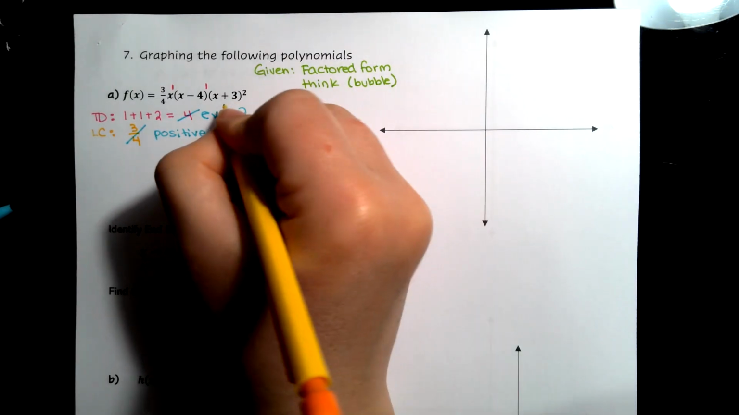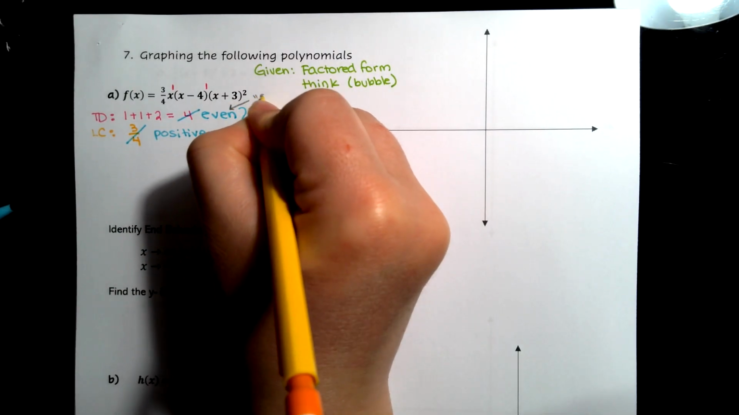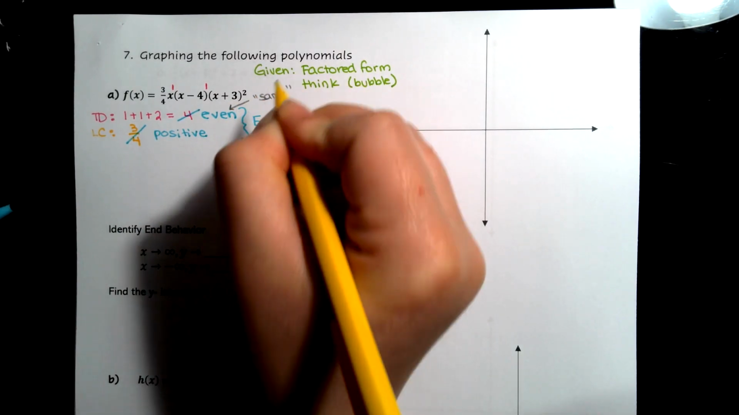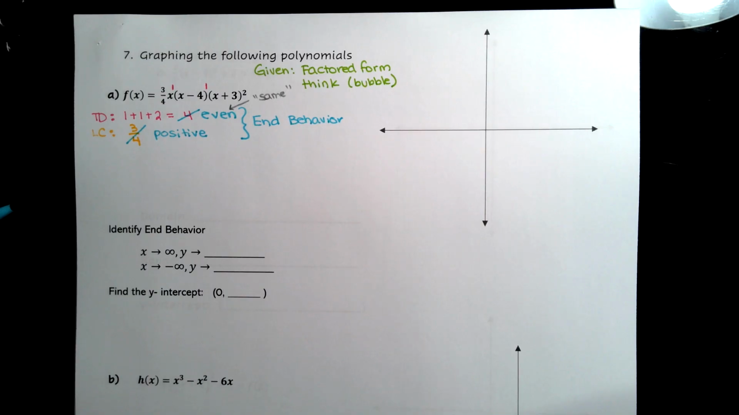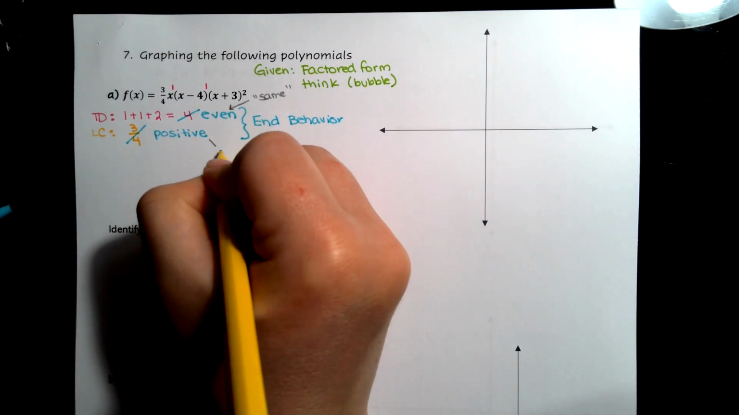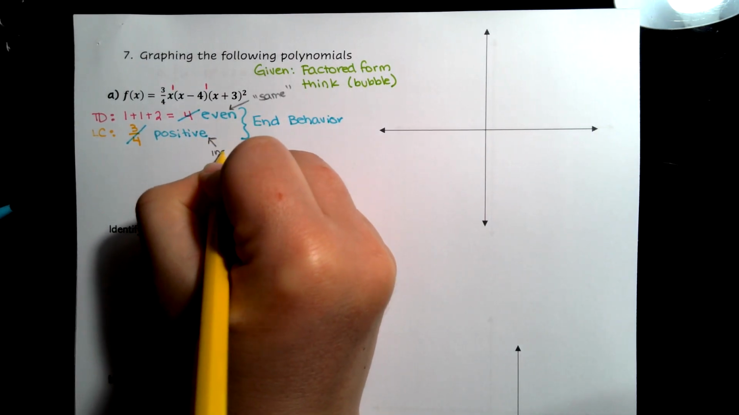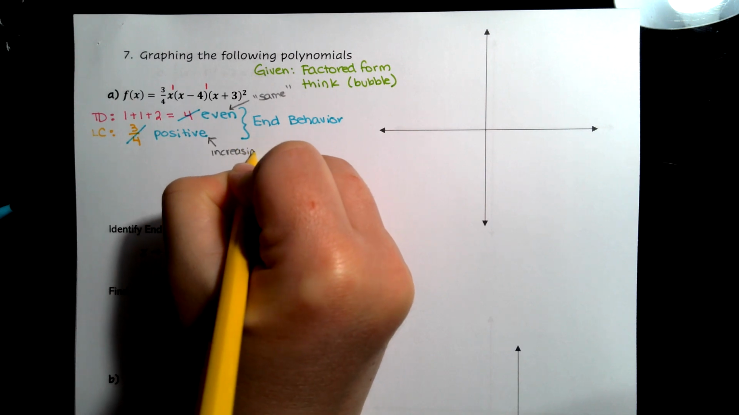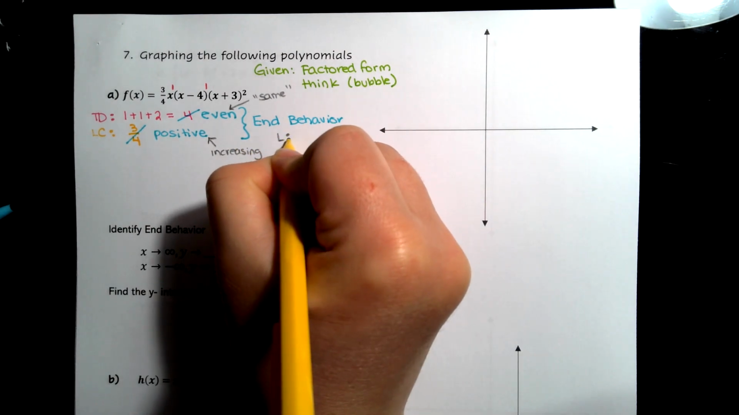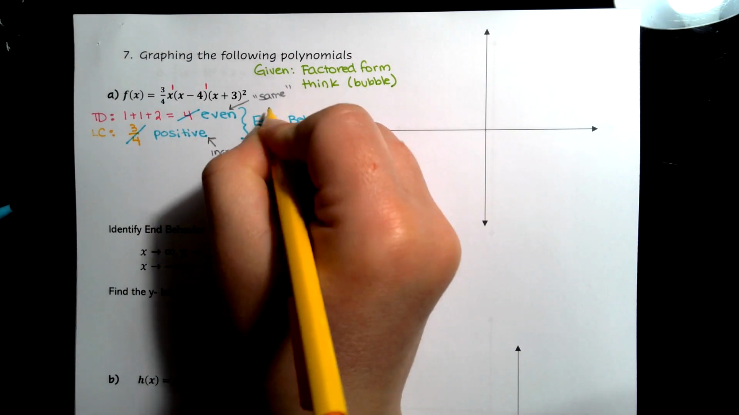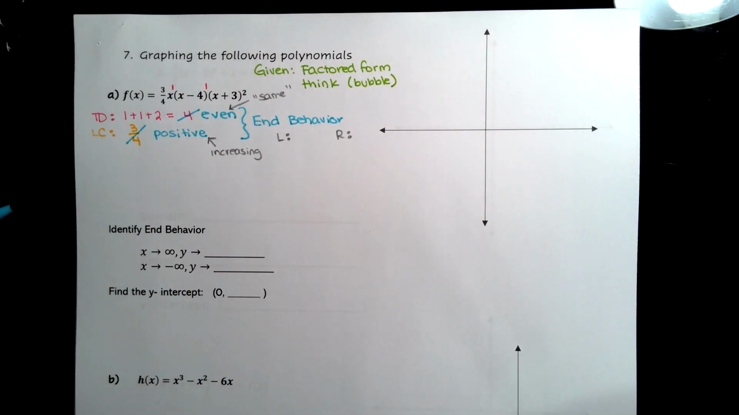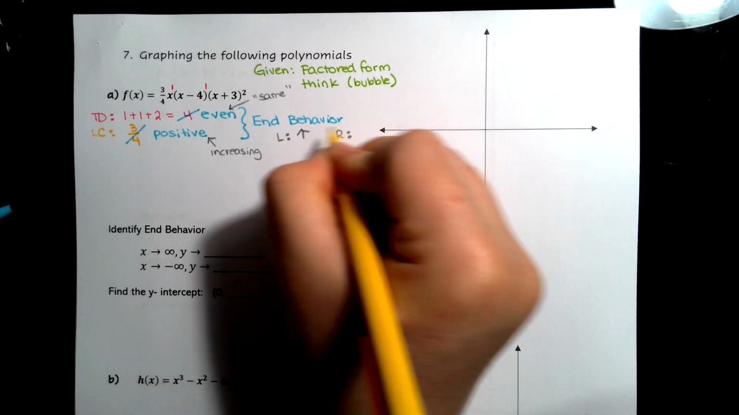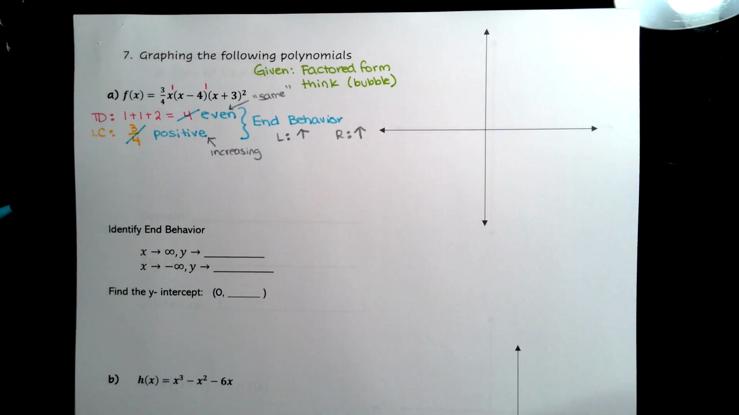For an even function, the end behaviors are going to be the same. So you're thinking the left-hand and the right-hand side are going to be the same. For a positive, we're thinking increasing. So as a shorthand, here's your left, here's your right-hand side. Since we are the same on our left and right side, and we're increasing, on the left-hand side we're going up, on the right-hand side we're going up.